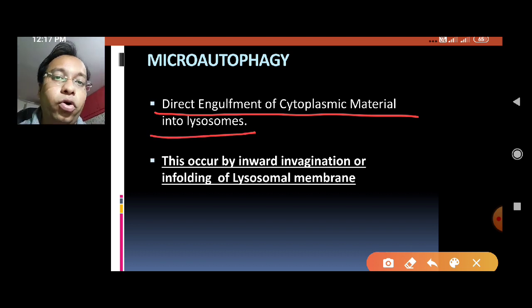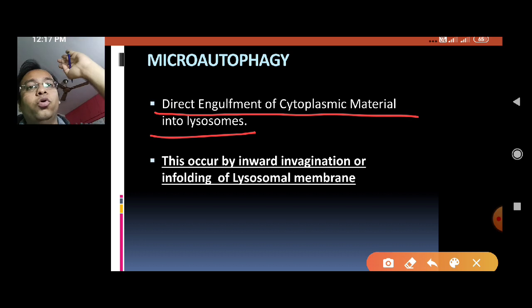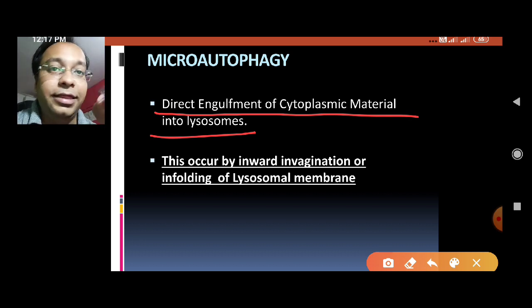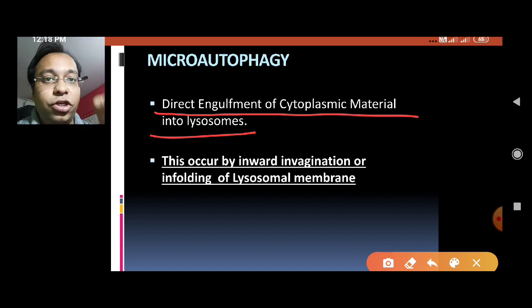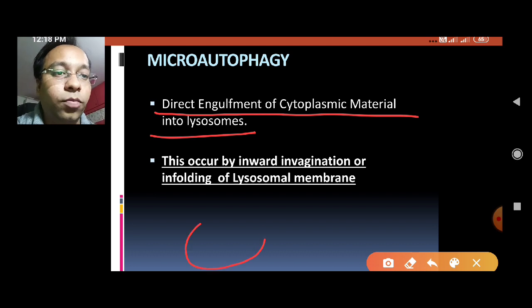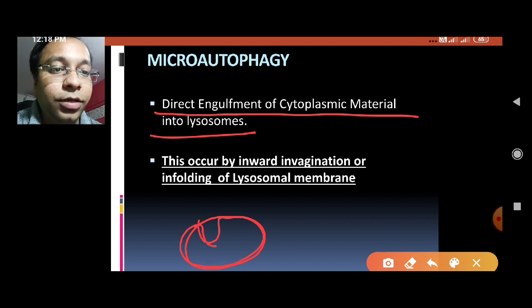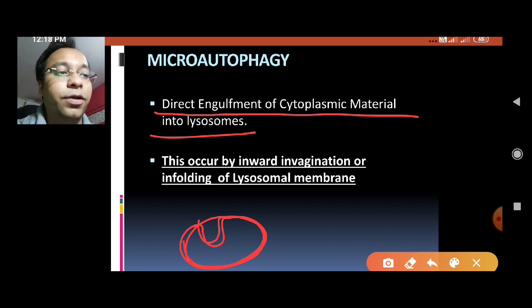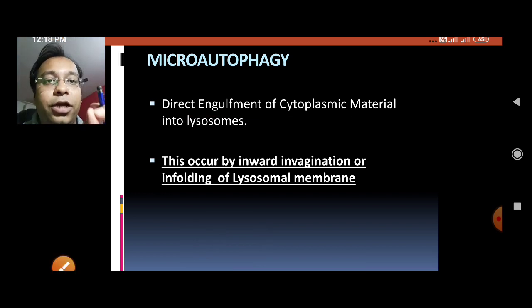Initially in macro-autophagy, the autophagosome is formed. Here the autophagosome is not formed. The material will directly go into the lysosome, and this occurs by invagination or infolding of the lysosomal membrane. This is your lysosome. There will be invagination to incorporate this material. It will directly engulf the material. This is called the micro-autophagy pathway.